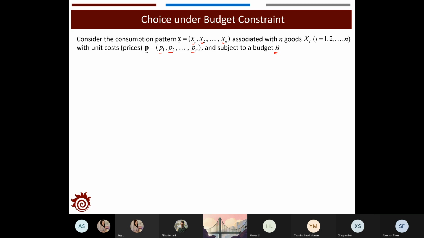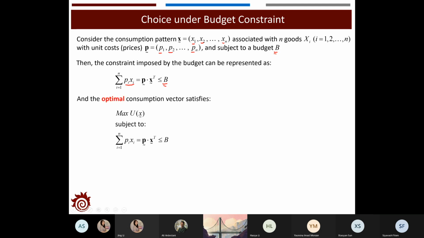If we are provided this budget, for the economic theory, we want to make sure that all the money spent should be less than the budget, which means that for the consumption x1, x2, xn, pi times xi, which would be the money spent for the product i, if we sum them together, they should be less than or equal to the budget.